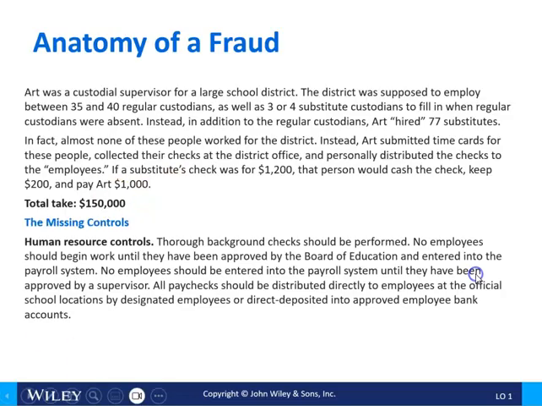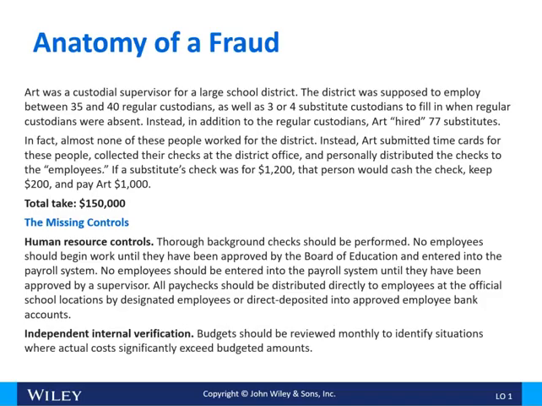What were the missing controls? Human resource controls. They should have done background checks. No employee should begin work until they have been approved by the Board of Education and entered into the payroll system. No employee should be entered into the payroll system until they've been approved by a supervisor. All paychecks should be distributed directly to employees at the official school locations or direct deposited into approved bank accounts.